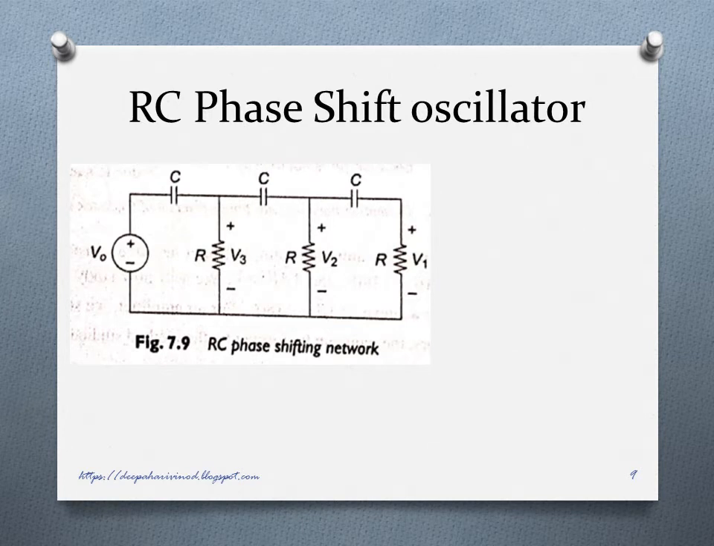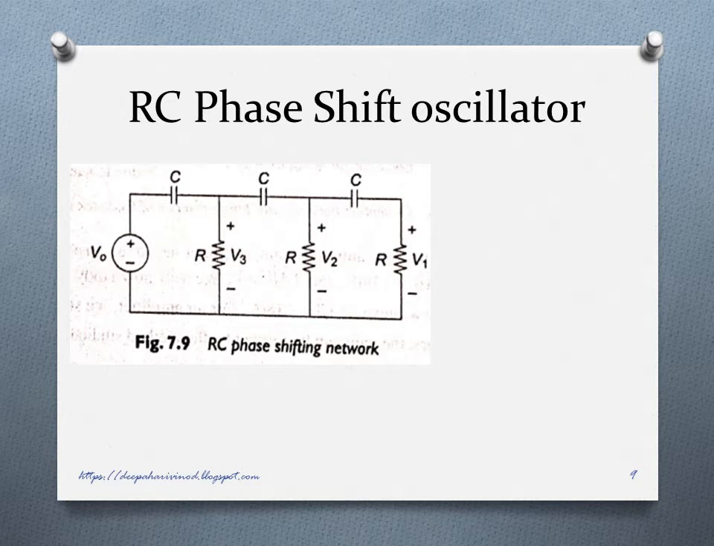Classification of oscillators. Based on the operating principle, it is classified as negative resistance effect oscillator and feedback oscillator. Based on the waveform, it is classified as sinusoidal oscillator and relaxation oscillator. Based on the frequency generation, it is classified as AF, RF, UHF and microwave oscillators. And according to the circuit employed, it is classified as RC and LC oscillators. Under this, let us see the RC phase shift oscillator.